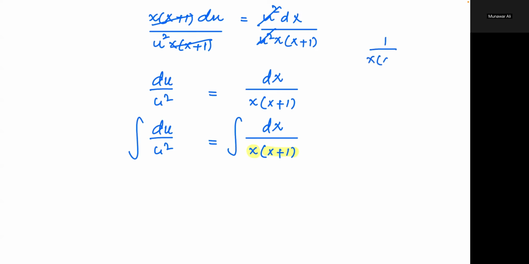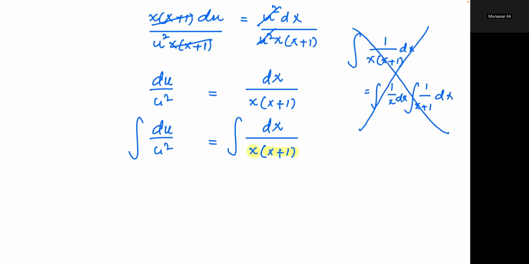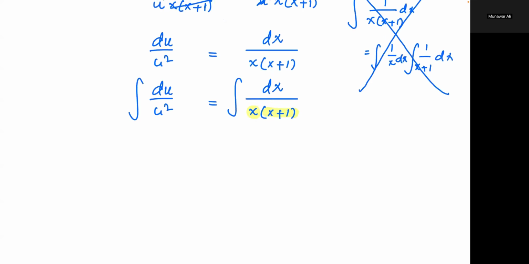1 over x times x plus 1, if you are thinking in this way, you can write the product directly and integrate. Mathematically, left hand side is equal to right hand side. But the integral of the product is not the same as integrating the first term and then multiplying by the integral of the second term. This is wrong. Because for the integral of the product, we have to apply the formula of integration by parts. So this is not the valid way.